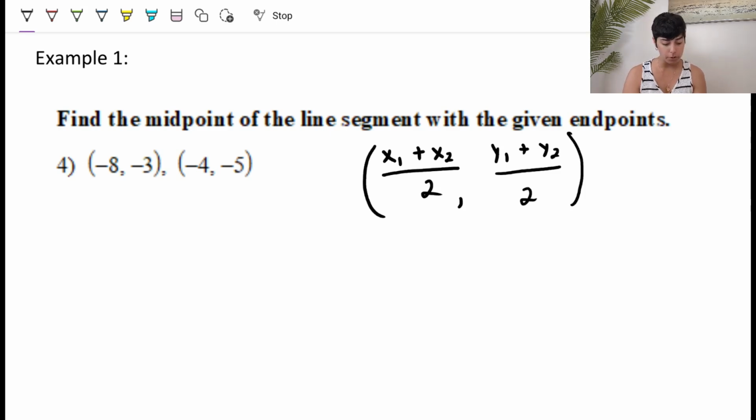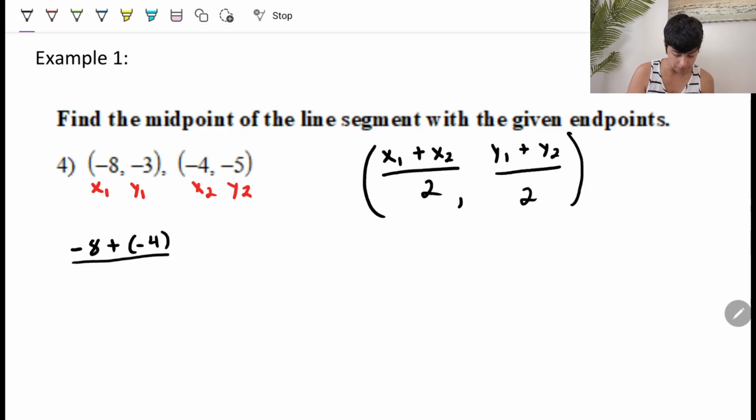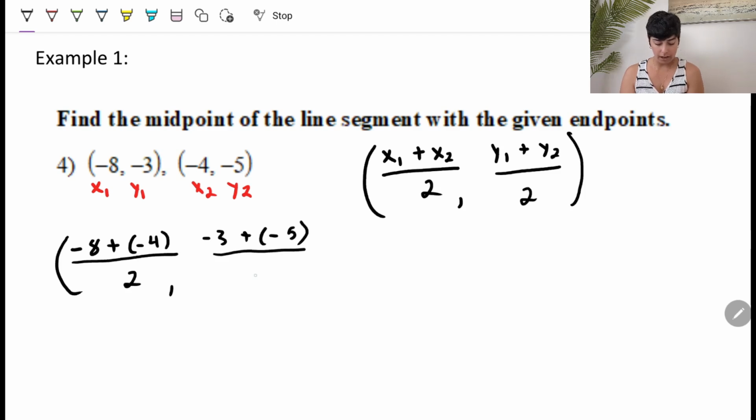An easy way, if you struggle with plugging stuff in, is to label your coordinates before putting them in the formula. So here's x1, y1 and x2, y2. Since we're adding, the order doesn't matter. You just have to make sure your x's go together and your y's go together. So I'm going to replace x1 and x2 with -8 and -4, and all of that is divided by 2. And then I'm going to replace y1 and y2 with -3 and -5, and again, all that is divided by 2.